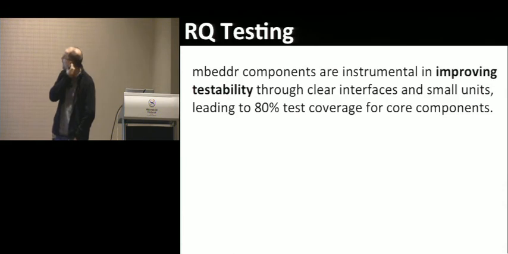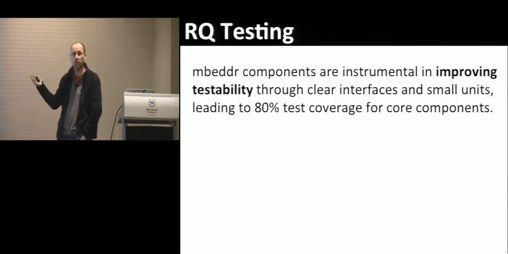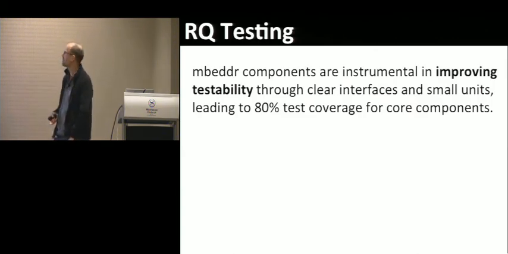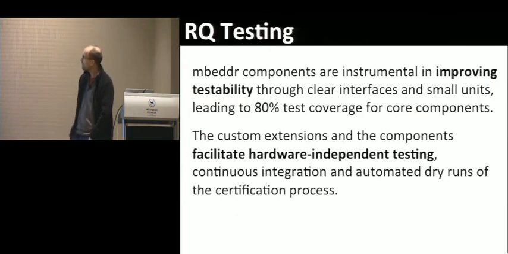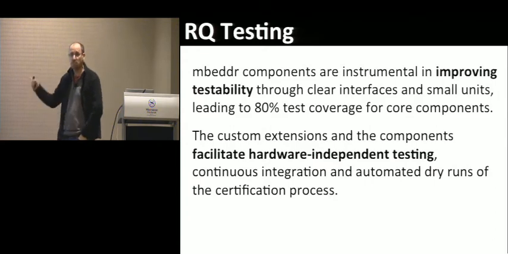Testing. We had a test coverage of about 80% of the core mission-critical components. Components meant literally components of the components. Generally, testability improved specifically because we could remove the component, take the same interface, and plug in a mock object. That always helps. The custom extensions facilitated hardware-independent testing. We could essentially run the whole system before we even had the hardware. Of course, not for timing and resource consumption testing, that obviously needs the hardware. But the functionality was tested completely on the PC.